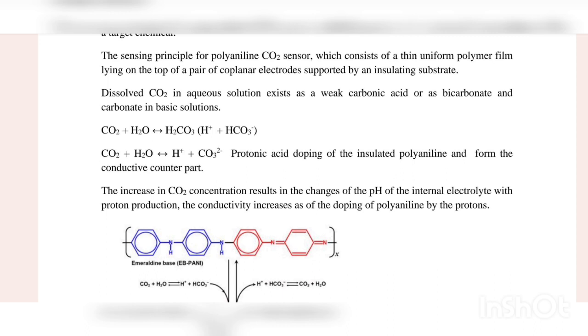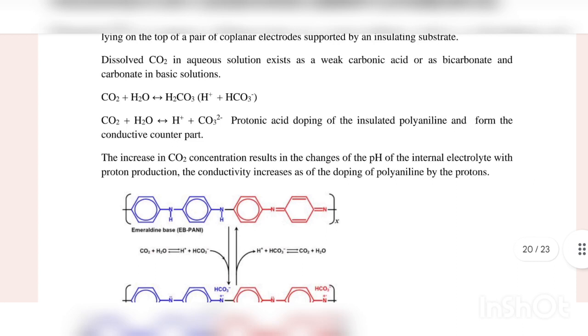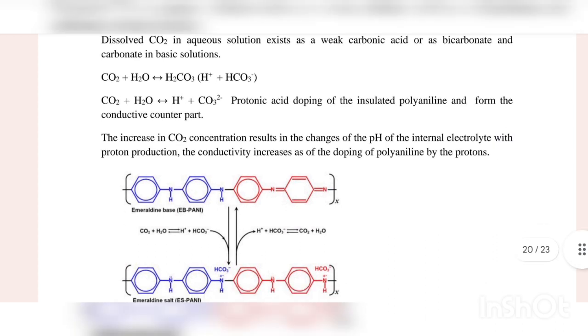So the insulated polyaniline part: the polyaniline used here is emeraldine base polyaniline. This EB polyaniline is insulating in nature, and after doping it is converted to a conducting polymer. So the increase in concentration of CO2 results in a change in pH of the internal electrolyte with the proton production. Then the conductivity increases as a result of the doping of polyaniline by the protons.